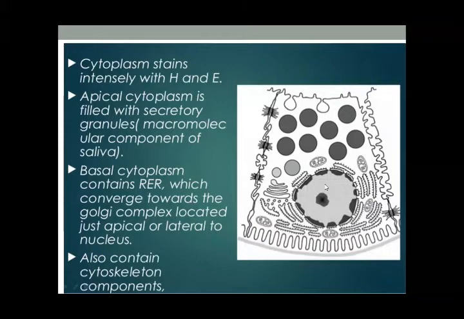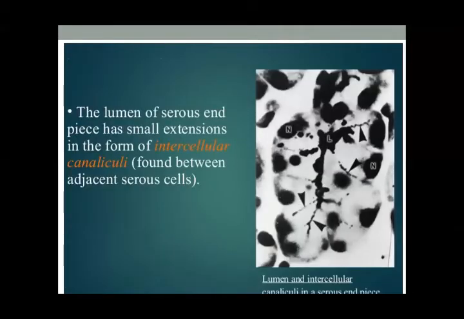The cells also contain cytoskeleton components. The lumen of the acini ends as small extensions in the form of intercellular canaliculi found between adjacent serous cells. This is the lumen and intercellular canaliculi in the serous acini.